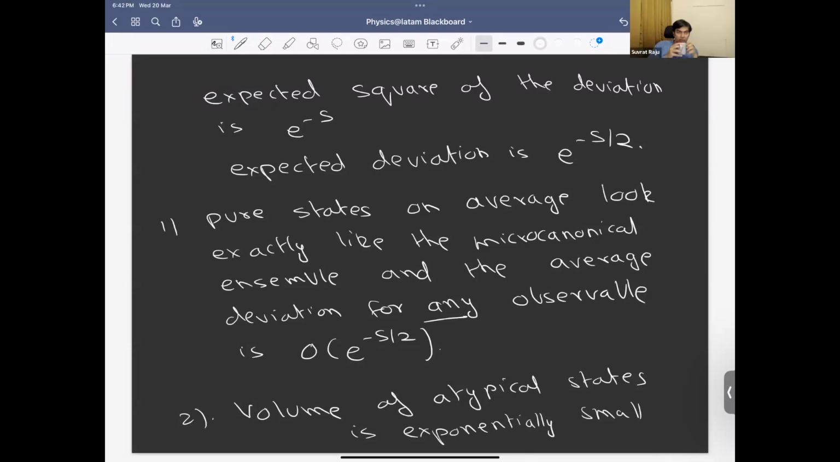Is the answer clear? I'll assume it's clear. He said it's clear. Okay. The result has no Planck's constant here. It's just e to the minus S.